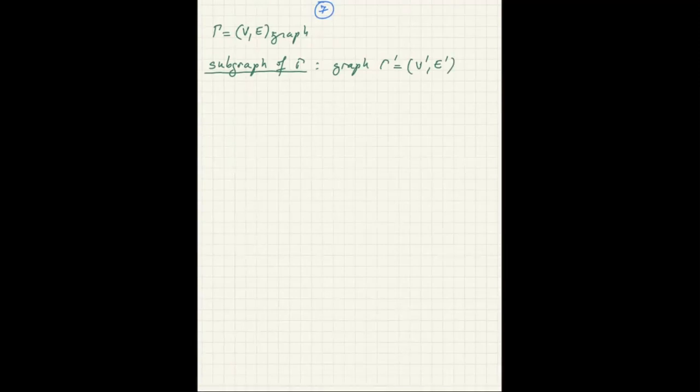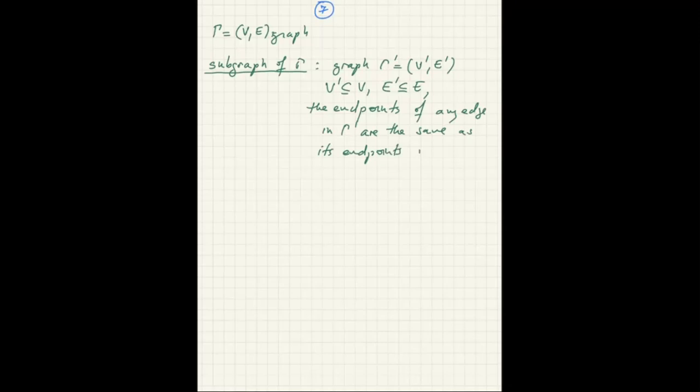with the property that V prime is a subset of V, E prime is a subset of E, and the endpoints of any edge in gamma prime are the same as its endpoints in gamma. So for a subgraph, you just delete vertices and edges.